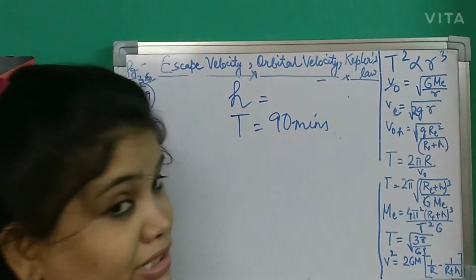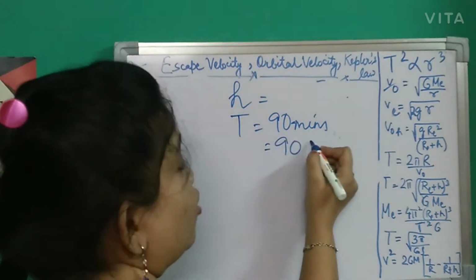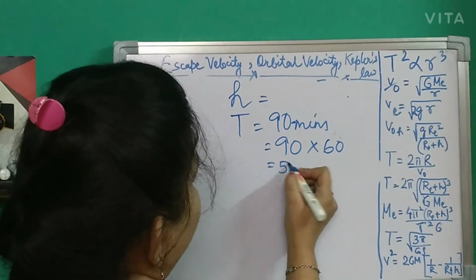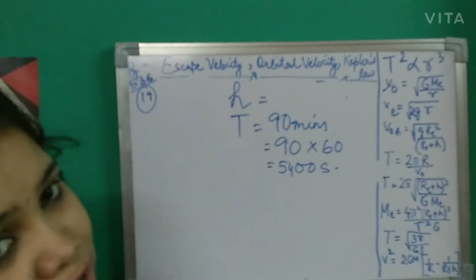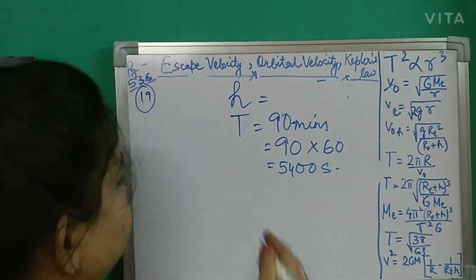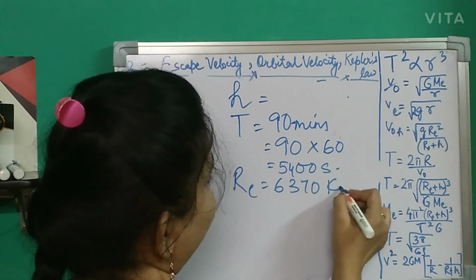Obviously, minutes is not the SI unit, so let us convert it into seconds. 1 minute is 60 seconds, so 90 minutes means 90 into 60, which is 5400 seconds. So we have got the time. Next, what else is given? The radius of the earth, RE, is given as 6370 kilometer.